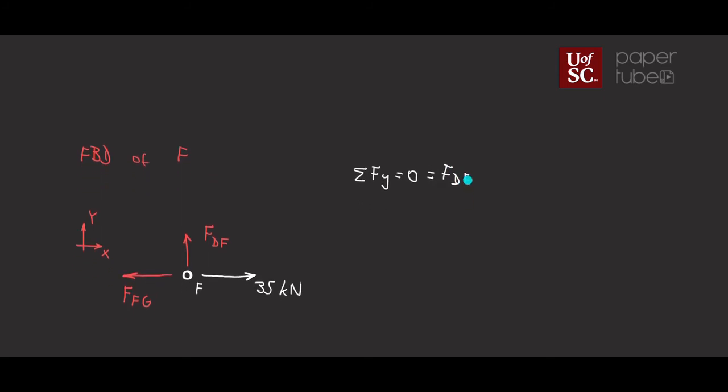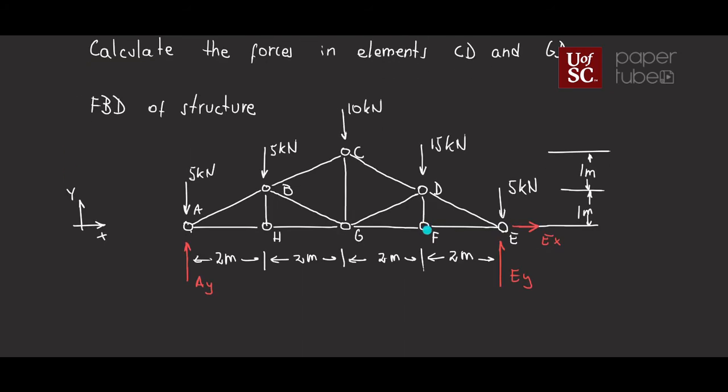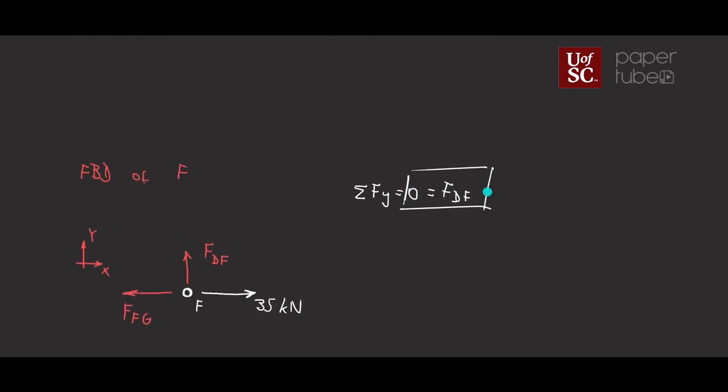So when I look at trusses like this one, I can quickly identify that this element is a zero force member, it has no force. And there is another element that is easy to identify that is zero force member. Can you see it? Yeah, this one over here, BH, zero force member. If I do the free body diagram of H, I'm gonna see that the sum of the forces in Y is gonna be equal to zero, but the only force in that direction is BH. So that's going to be equal to zero. Okay, very good. So FDF equal to zero, it has no force.